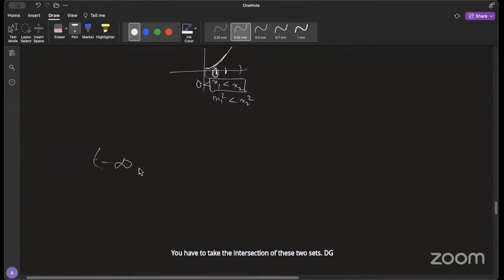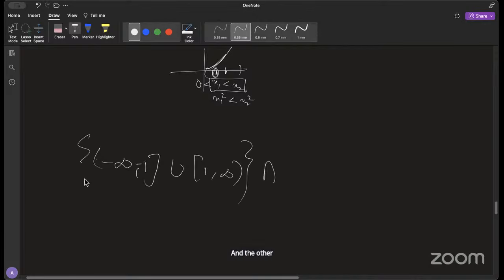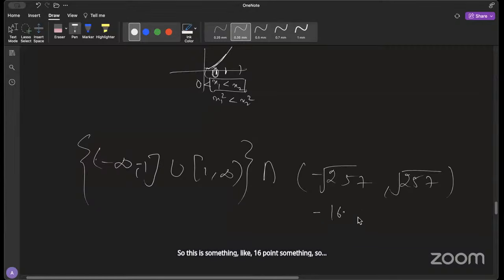DG is minus infinity to 1, union 1 to infinity. And the other one, the A set, was minus square root of 257 to square root of 257. So this is something like 16 point something. So this will be minus 16 point something to 16 point something, that same 16 point something, right? You have to take the intersection with this one.